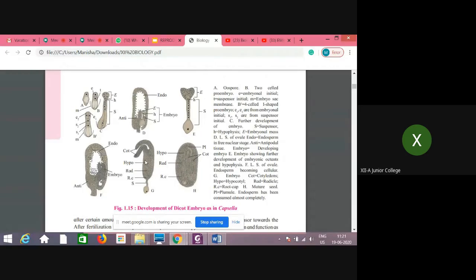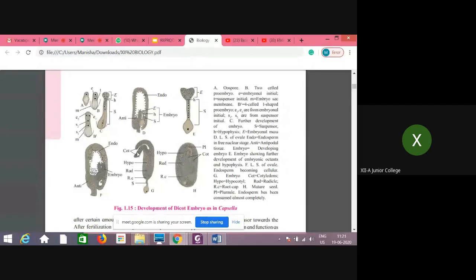Now this is the diagram of the entirely developed embryo. Now you can understand that the role of the suspensor is over, because it has already pushed the embryo towards the endosperm for its proper nourishment. Because of the proper nourishment, the embryo has enlarged and developed properly. So you can see in this diagram the further development in the horseshoe-shaped structure.